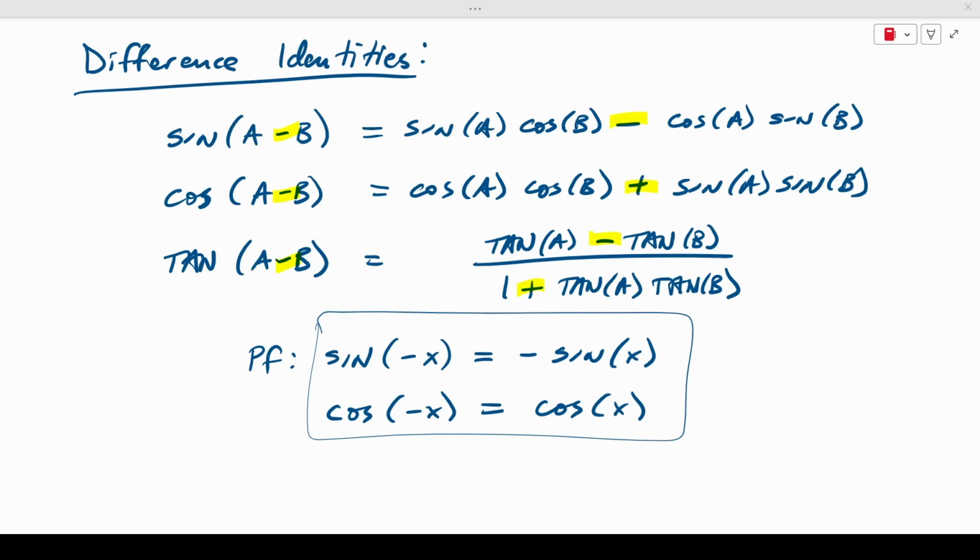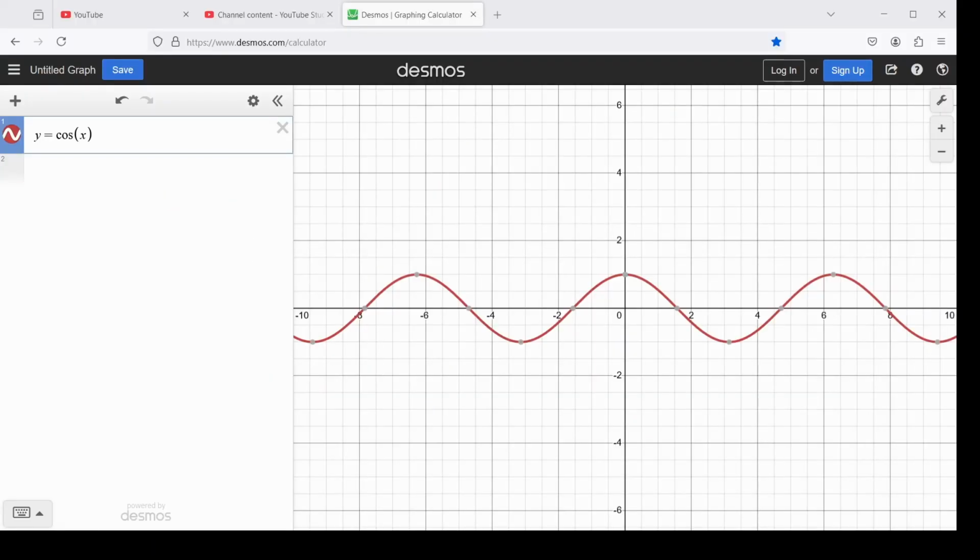So let's do that. Cosine of negative x and cosine of positive x are identical first. Here we have cosine of x, of positive x. Now, if I put a negative there, that means that my b in my transformation is negative 1. And so a b of negative 1 means that I flip this, I reflect it over the y-axis.